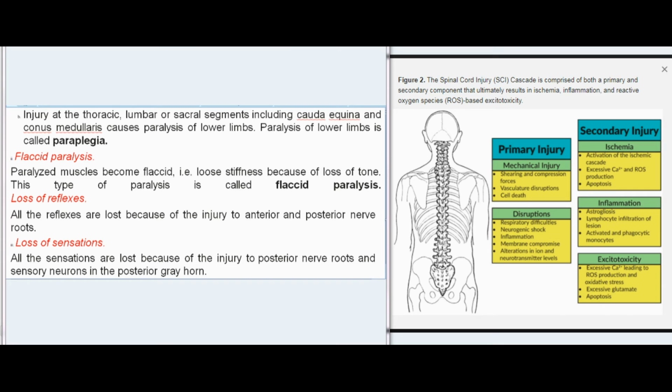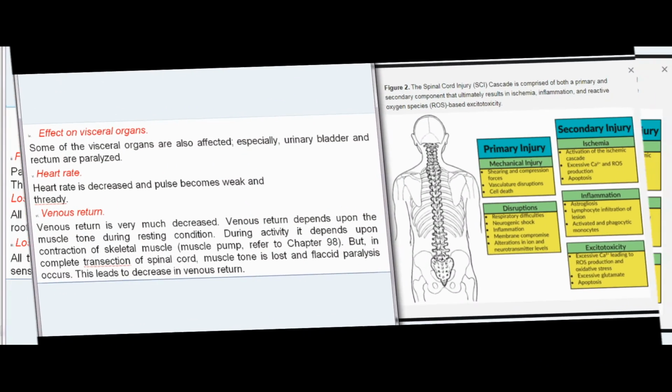Flaccid paralysis. Paralyzed muscles become flaccid, i.e. lose stiffness because of loss of tone. This type of paralysis is called flaccid paralysis. Loss of reflexes. All the reflexes are lost because of the injury to anterior and posterior nerve roots. Loss of sensations. All the sensations are lost because of the injury to posterior nerve roots and sensory neurons in the posterior gray horn.